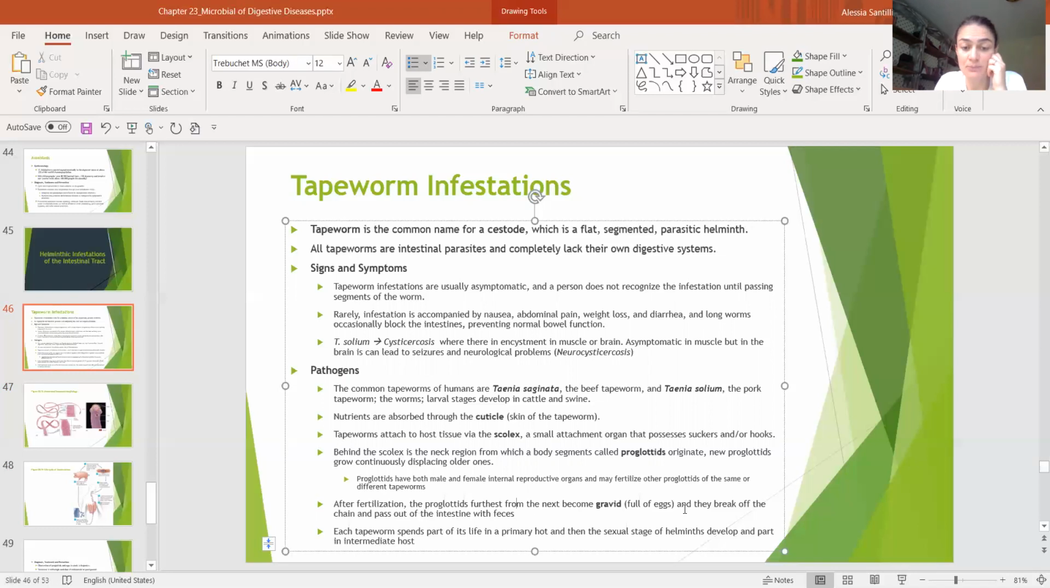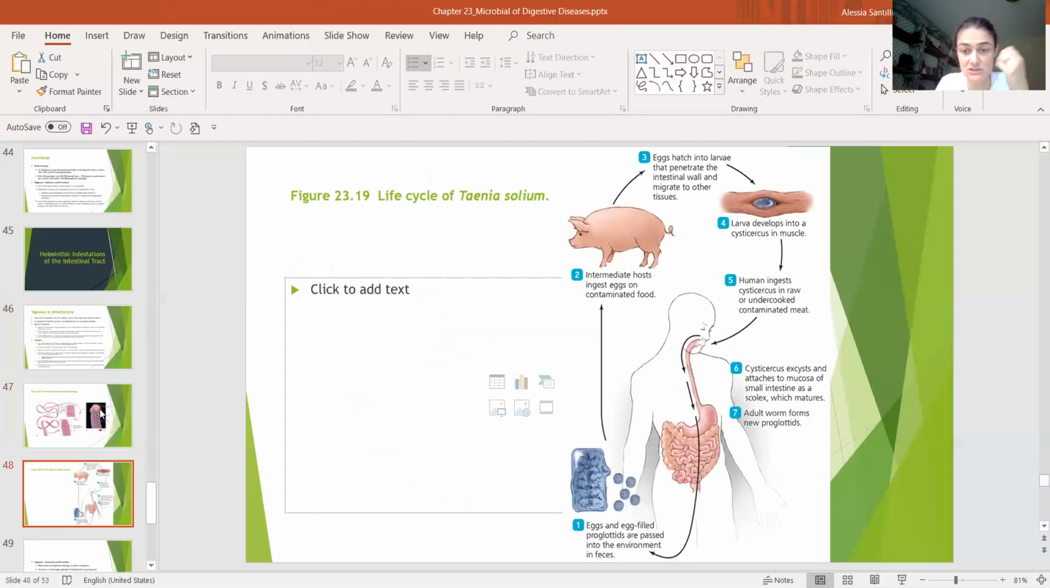Each tapeworm spends part of its life in the primary host. The primary host is the sexual host, so like humans. This is where the act of sex for the tapeworm actually comes about, the mating between the proglottids. Then part of their life is in a secondary host, either cattle or swine, where the eggs, because the swine just eats up the eggs that we excrete in our feces, mature into the larval stages and then adult stages. So there are all these hosts.